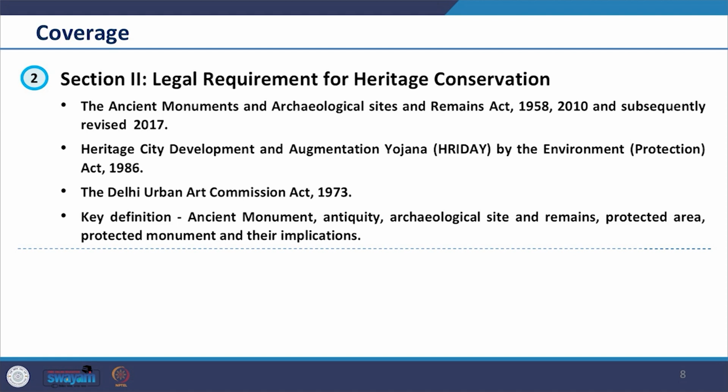So based on this Ancient Monument and Archaeological Sites and Remains Act, we'll be looking at the key definitions. How do we really define ancient monuments, antiquity, archaeological sites and remains, protected area, protected monuments, and then we'll look at what their implications are. As you may recollect, in the first lecture we talked about why there is a need for an act. So you may look at the implications of this act.